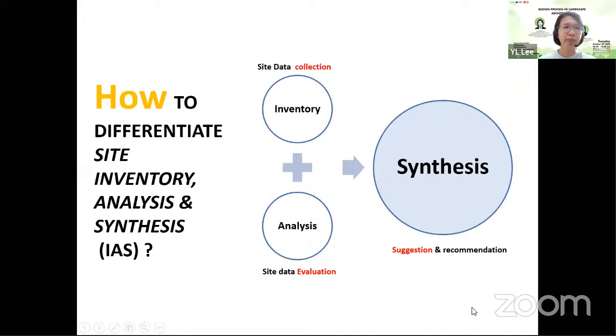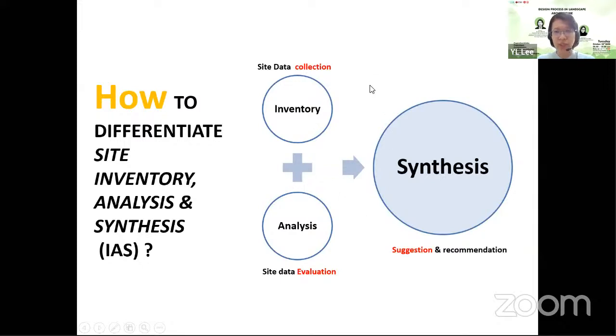I will move to the next, yeah. Okay, how to differentiate inventory, analysis and synthesis? For the landscape architecture design process, this is not new for us, but for architecture, I believe also, yeah. But how to differentiate? I want to make it simple here. When you talk about inventory, it's collecting data, collecting information. When you talk about analysis, it's more about how to evaluate the information that you get from the site visit or the field studies, okay? So with the combination of inventory and analysis, you then have to come up with suggestions.